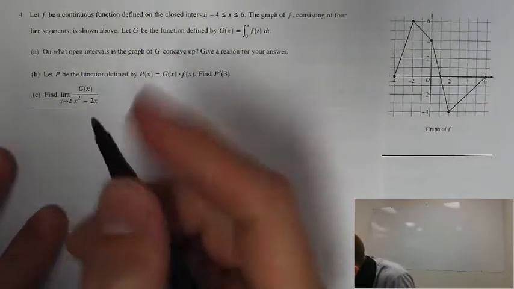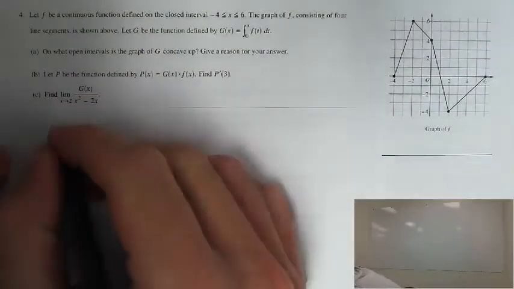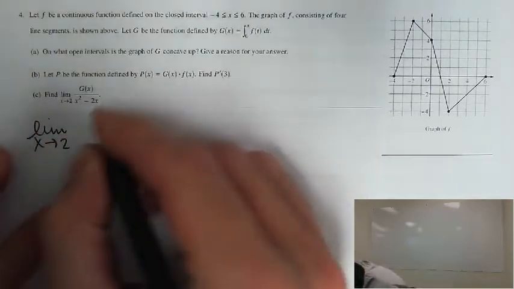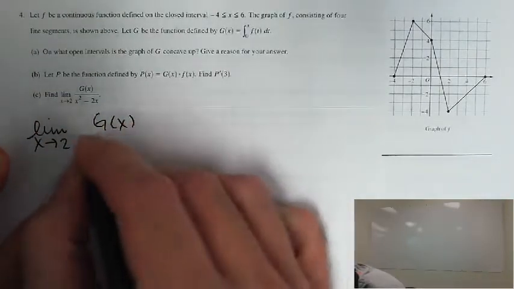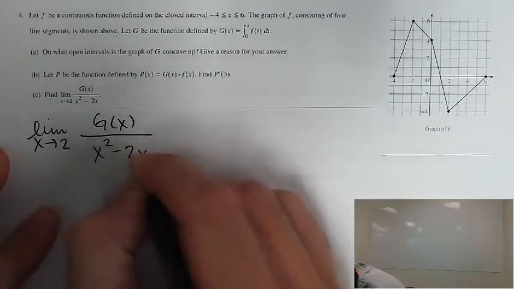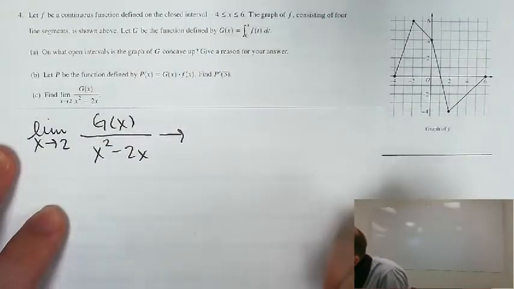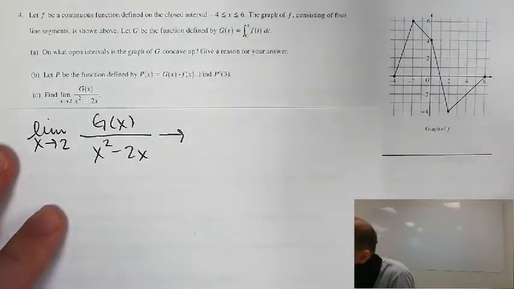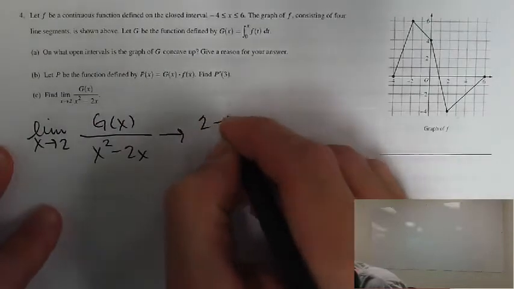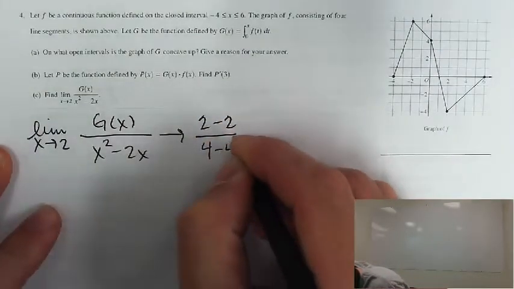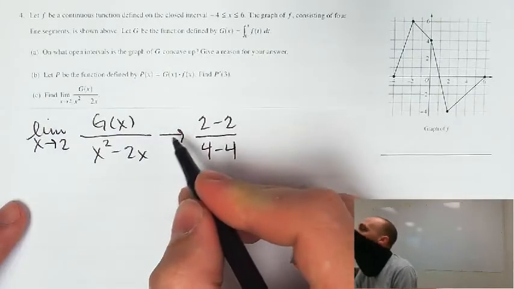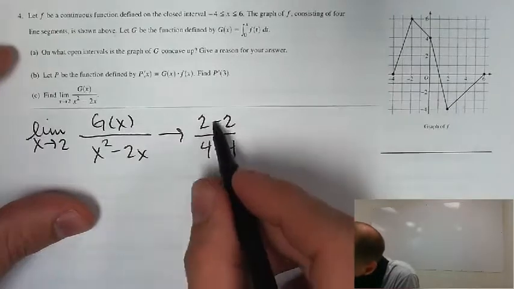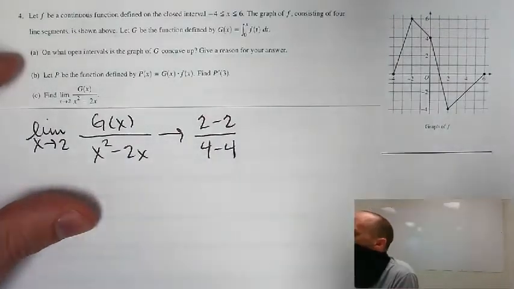All right, so I'm going to say that the limit as x approaches 2 of g of x over x squared minus 2x is going to, I mean, if you wanted to be really fancy, you could say this is half of 4 is 2 minus 2, you know, for the areas, over 4 minus 4. The important thing is that you're not saying this is equal to 0 over 0. Don't be saying that, right? Okay, so since it's going to 0 over 0, we're going to use L'Hopital's rule.